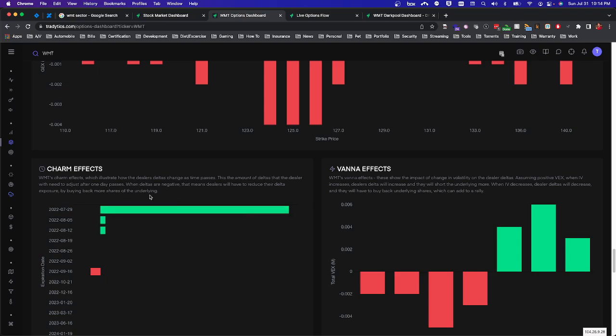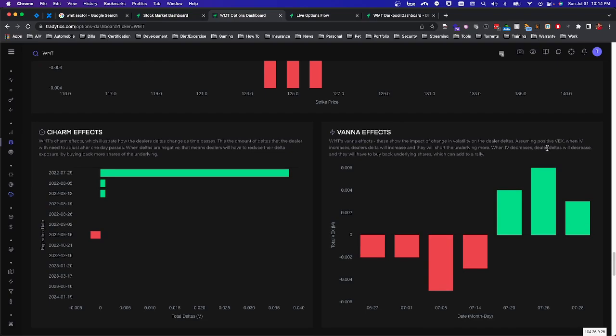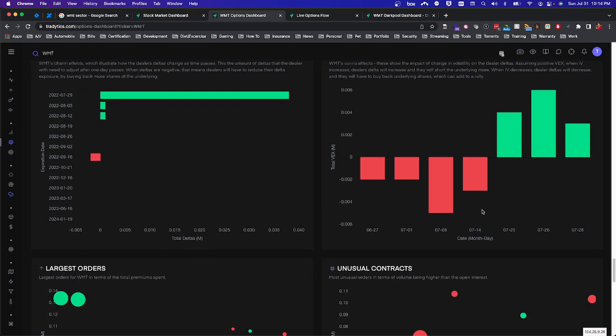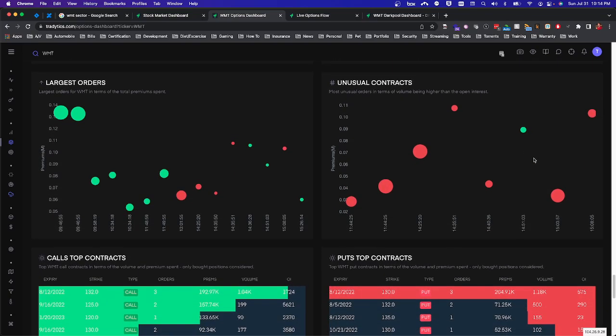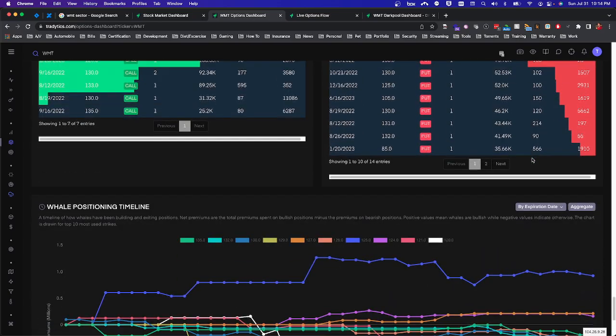So dealers are going to have to short the underlying in order to compensate for this delta, meaning they're going to push it down. Same with vanna, where we have a whole bunch of positive delta. As IV decreases, dealers' deltas will decrease, and they'll have to buy back underlying shares. The opposite of that would be dealers' deltas increasing, so they'll have to short underlying shares. All of the hedging mechanics make me think that market makers are going to be shorting Walmart in the near future, which is exactly what I wanted to see.